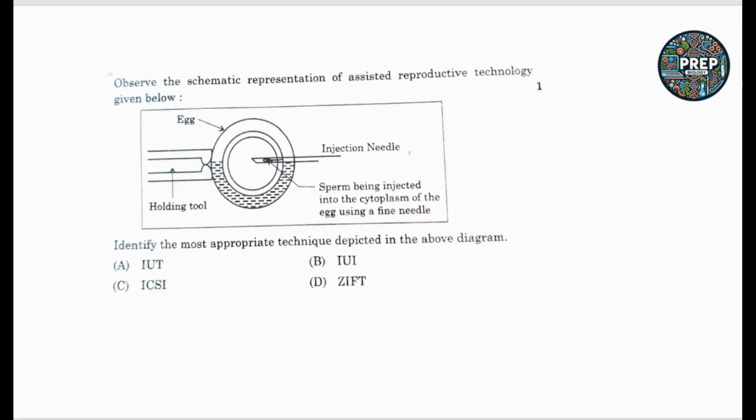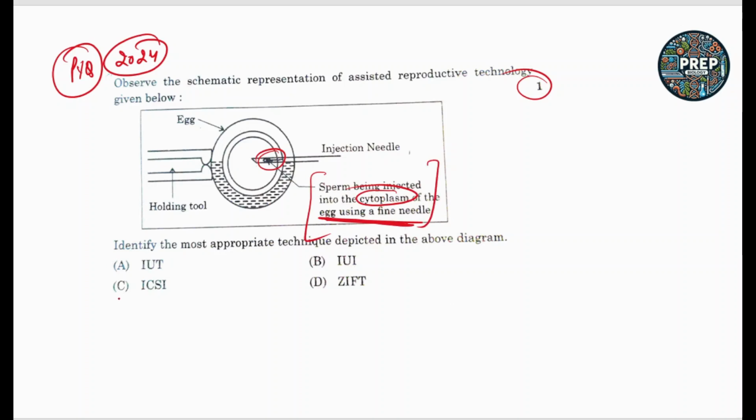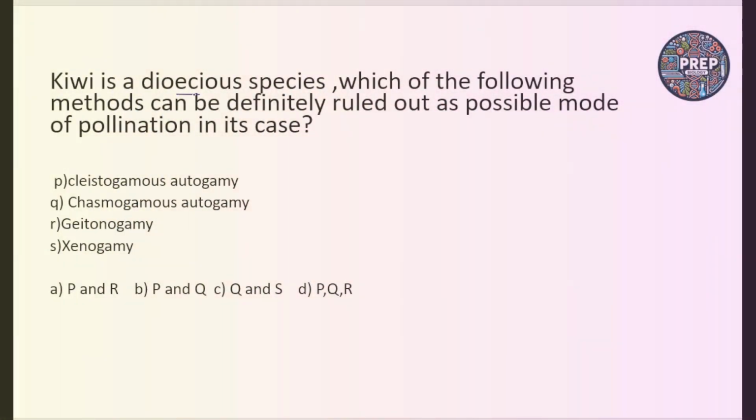Next question. This question was asked in your 2024 class 12th board examination. Observe the schematic representation of the assisted reproductive technology. You have a diagram in which a fine needle containing sperm is injecting the sperm into the cytoplasm of the egg. So this technique depicted is ICSI, intracytoplasmic sperm injection, in which a single sperm is injected into the cytoplasm of the egg using a needle.